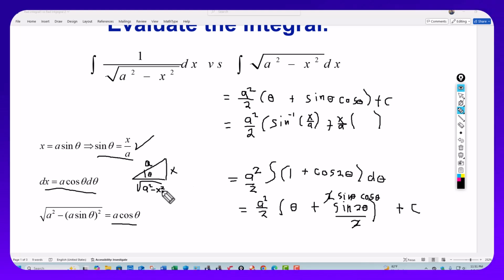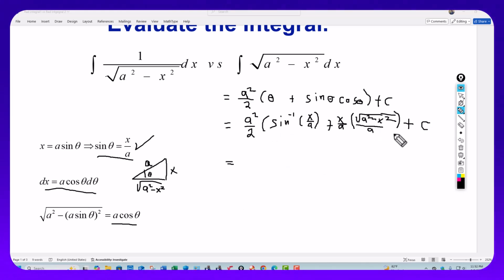So from the triangle, we want the cosine. We want everything in terms of the original variable x. So from the triangle, we know the cosine of the angle theta is the adjacent over the hypotenuse. So this will give us the square root of a squared minus x squared over a. Then we have plus the constant of integration.